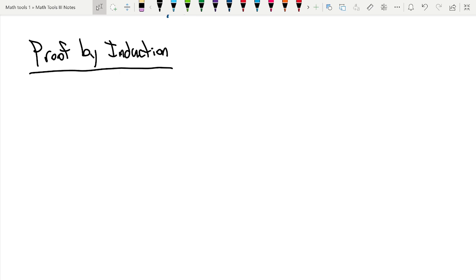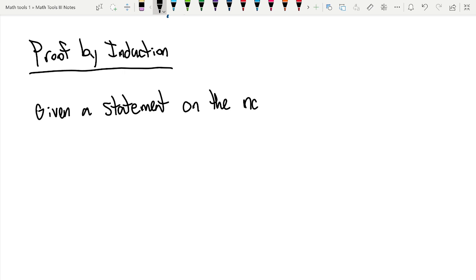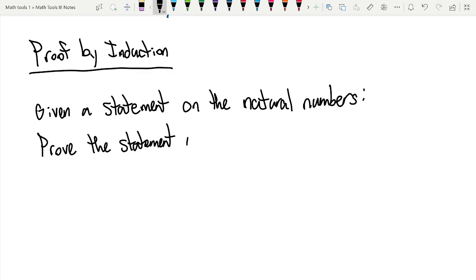So the main process of induction is that, given a statement on the natural numbers, so something that's true on the natural numbers, okay, it's not going to work on the integers because of the nature of these proofs. It's really only going to work on the natural numbers. Step one: prove the statement is true for the base case.